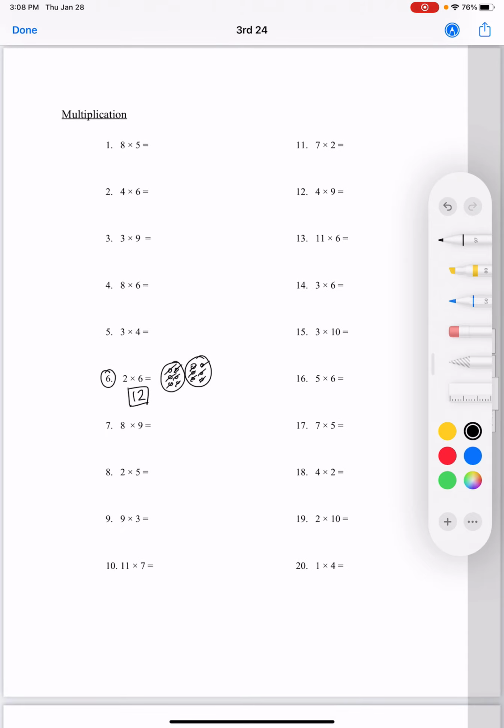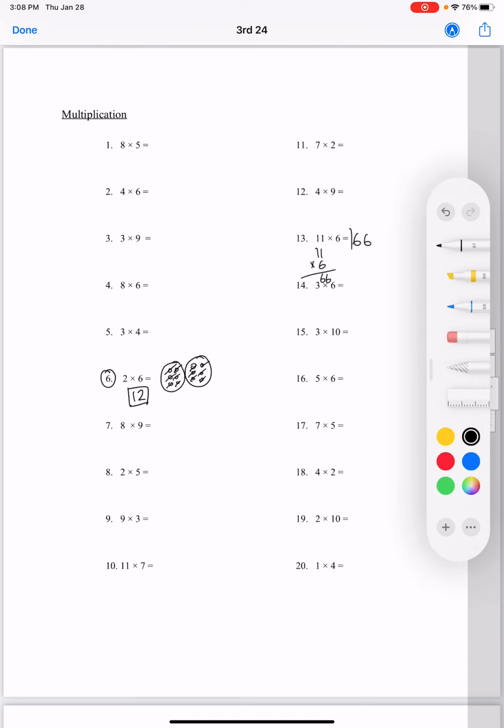Okay, we can do 11 times 6, but we'll do long multiplication. Let's rewrite that. 11 times 6. In order to solve this, we would start from the right to left. So 6 times 1 is 6, 6 times 1 is also 6, so 6 times 11 is 66.